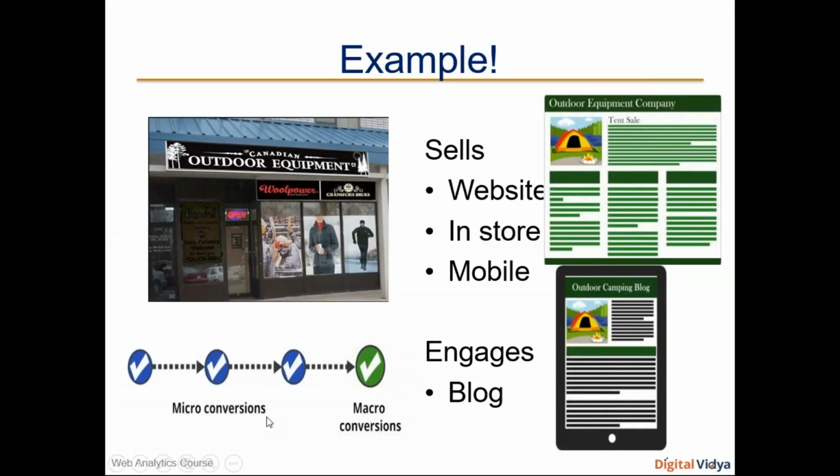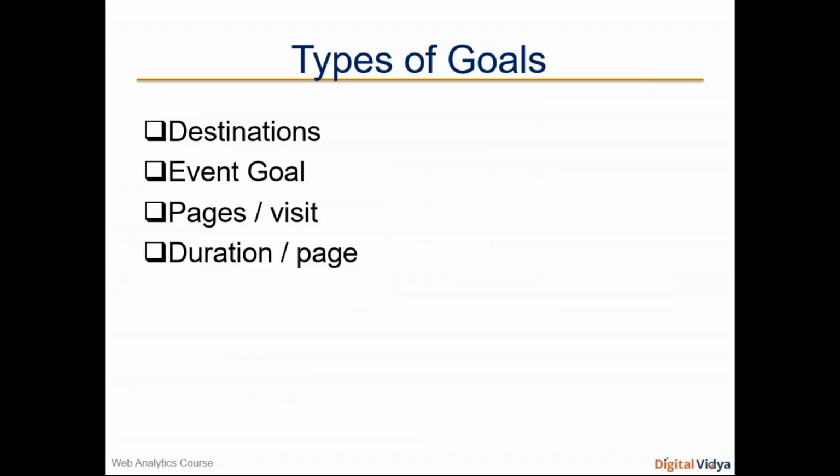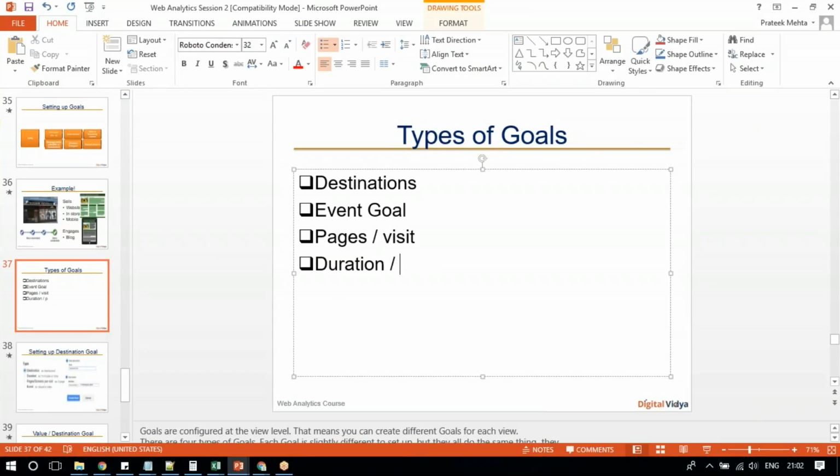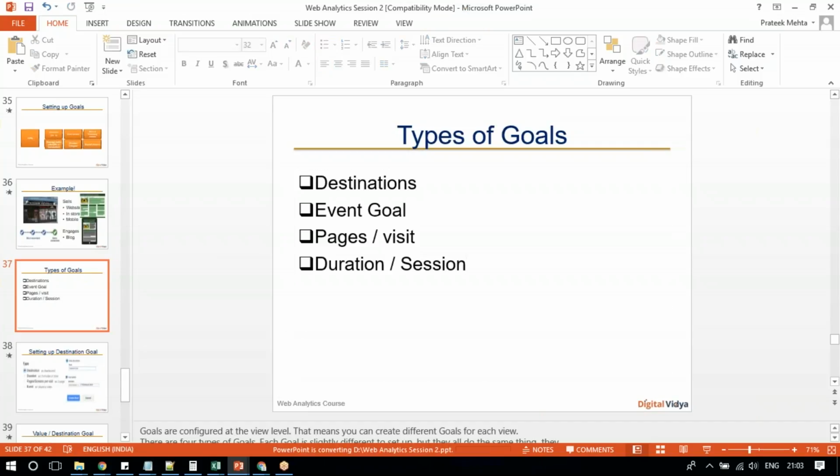So we also have a concept of micro conversions. Again, we want to be able to track them, and we have four ways to track them in Google Analytics. One is by creating a destination type of goal, or an event type of goal, or pages per visit, or duration per session. So this is duration per session. So let me go ahead and do that, and I'll try to save it as well.